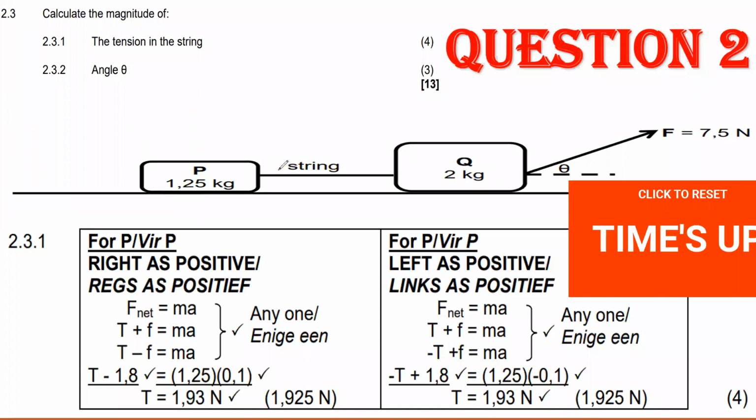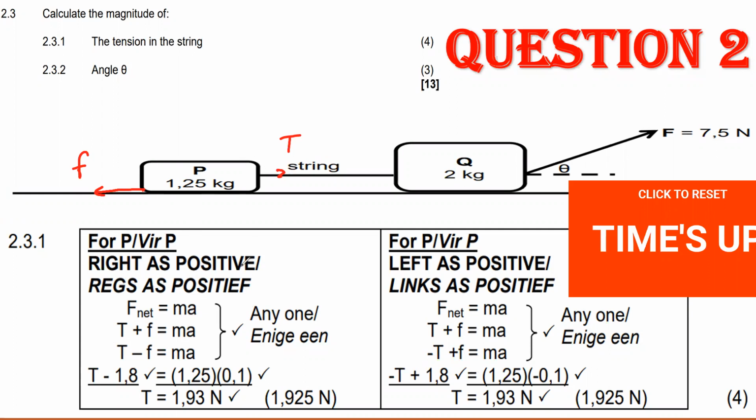What forces do we have? Tension force is here, and friction force is here, and you can write F net equals m times a, or tension plus friction force equals ma, or tension minus friction force equals ma. Any of these you can write to get 1 mark.